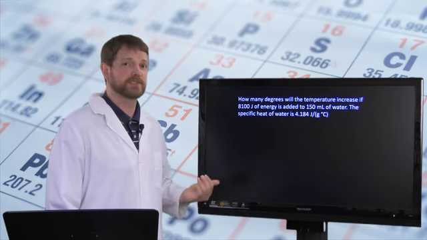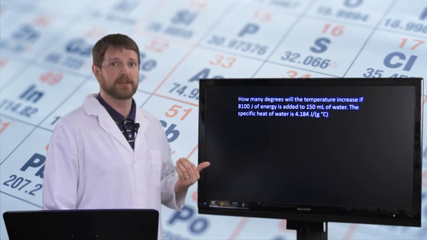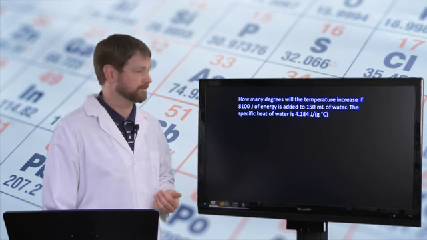Now, for practice, try this equation. Also know that the density of water is 1 gram per milliliter.